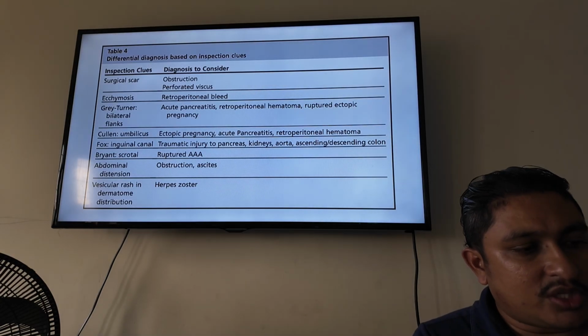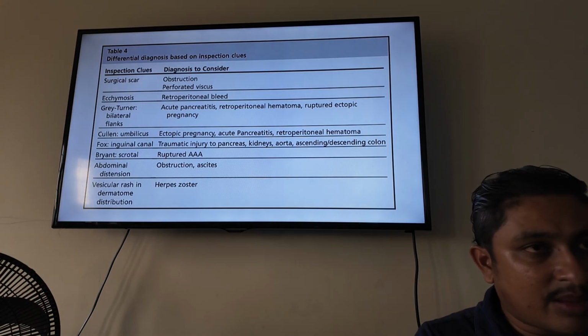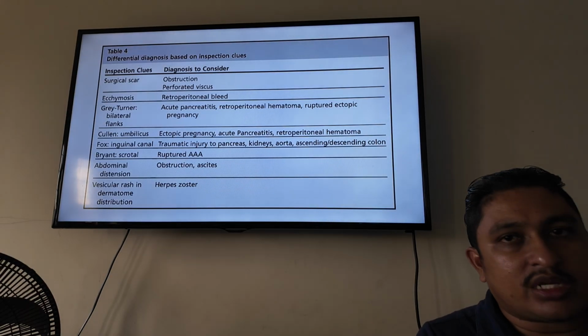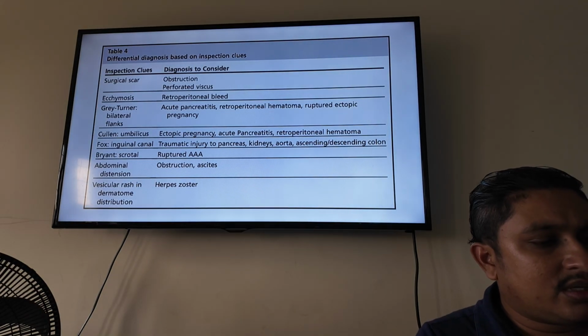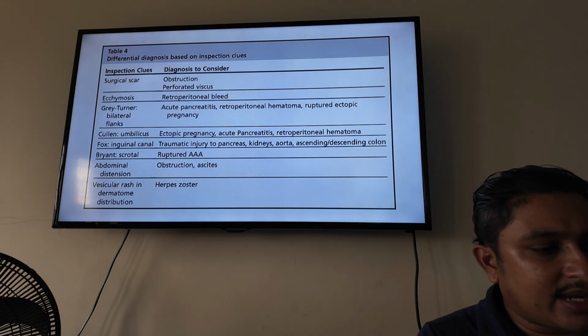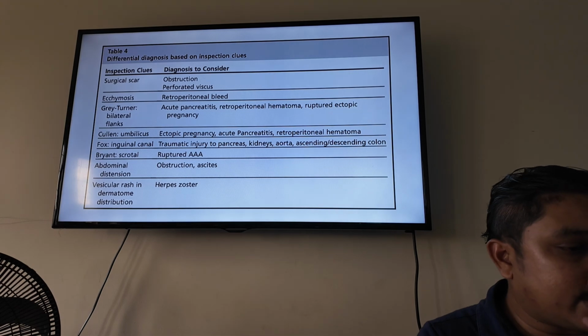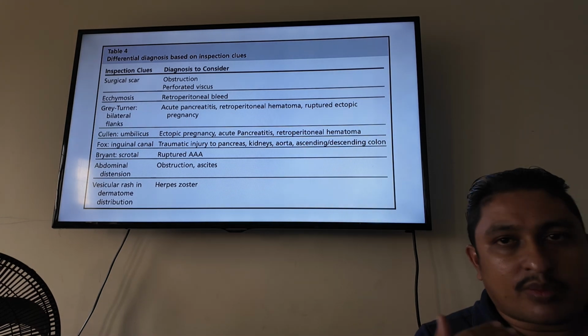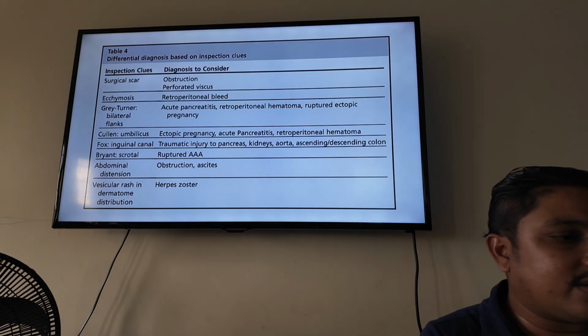If a patient comes to you with a surgical scar, they're vomiting, not passing stool, what's the first thing that comes to your mind? Obstruction due to adhesion, right? If the patient has ecchymosis around the back, the flank, you have to think of something like pancreatitis, or ruptured ectopic pregnancy, or a ruptured kidney.